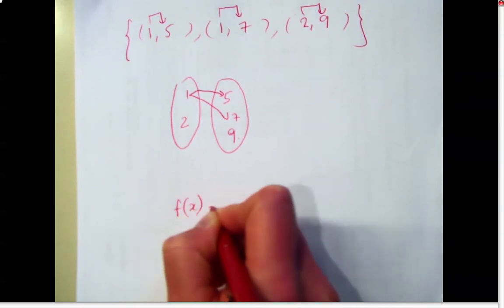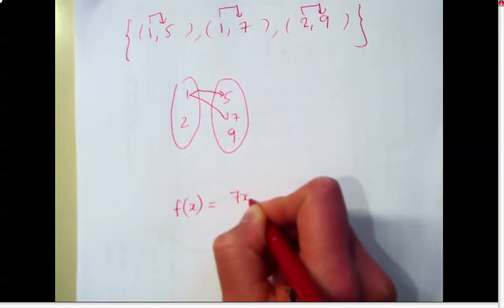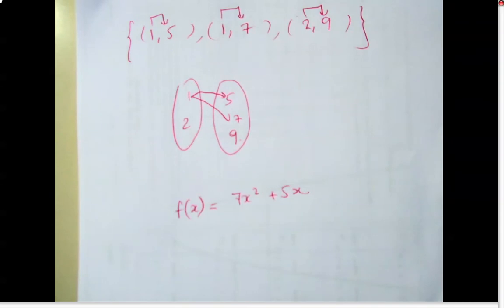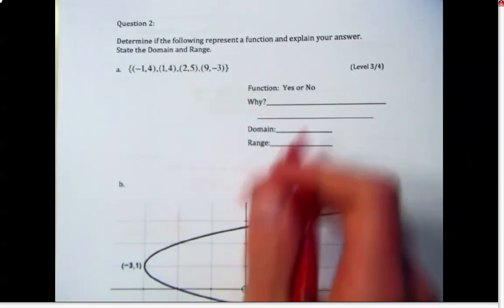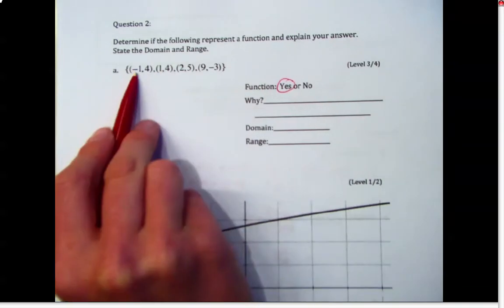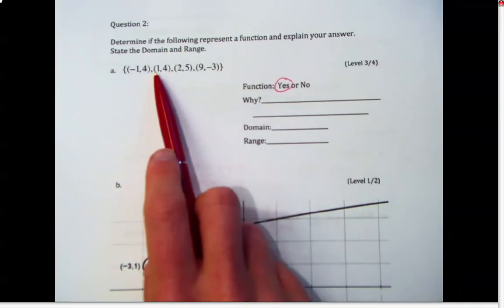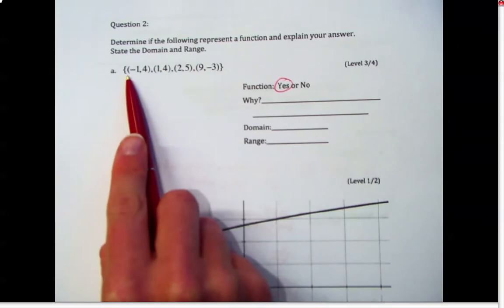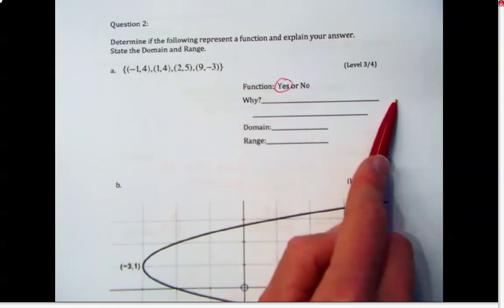The other way is when you've got an actual rule, a mathematical rule, like 7x squared plus 5x. In this case, again, you think, what could be the possible inputs? What could be the possible outputs? Okay, so in this question, yes, it is a function because, different ways of saying it, you can say there's no input that has two outputs. There's no x value repeated for different y values. Any other way of saying it?